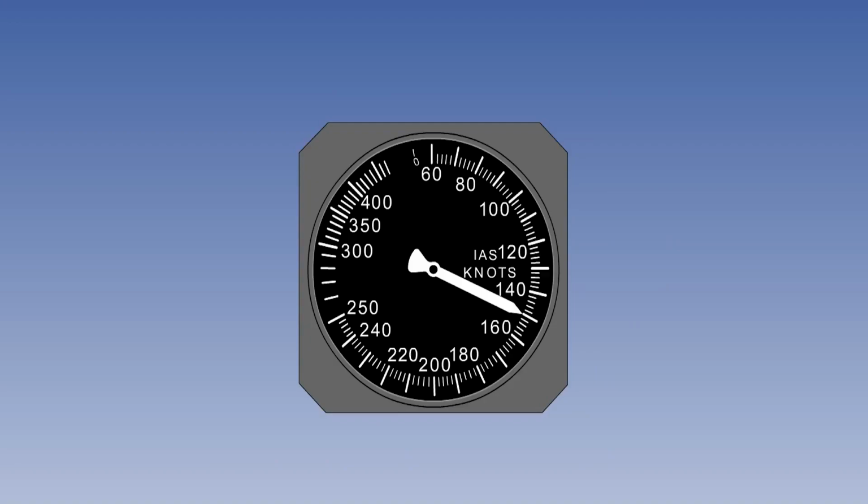Movement of the diaphragm moves a pointer over a scale, so that the changes in dynamic pressure caused by changes in airspeed can be observed by the flight crew. But the instrument is calibrated to ISA sea level density, so will only give a true indication of airspeed when the density is 1.225 kilos per cubic meter. At any constant density, the faster the aircraft moves through the air, the greater will be the dynamic pressure.